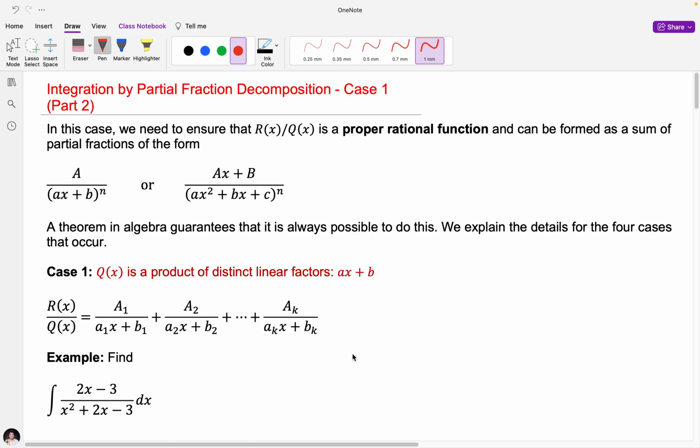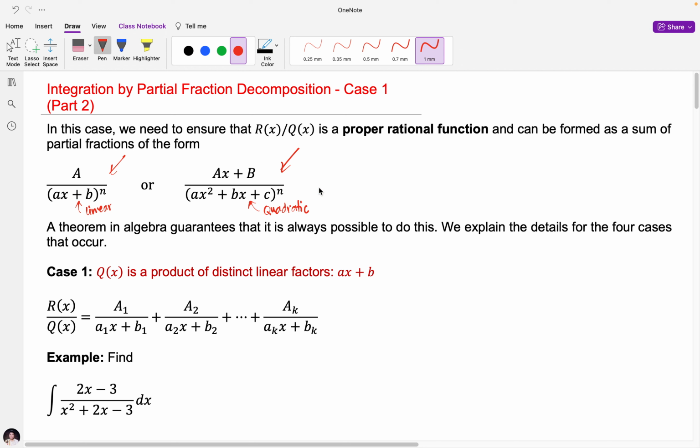And that rational function can be formed as a sum of partial fractions of the form: first, A over the quantity ax plus b raised to n, and/or the form Ax plus B over this one. As you can see, the first ones are linear factors, while the second one is quadratic.